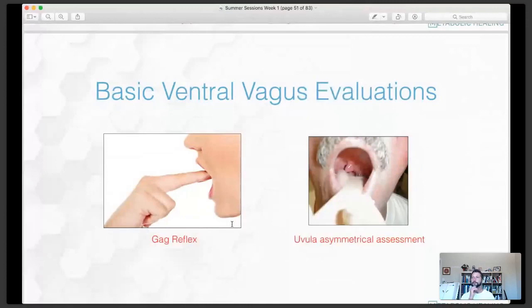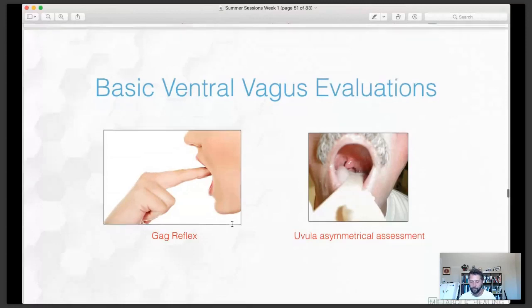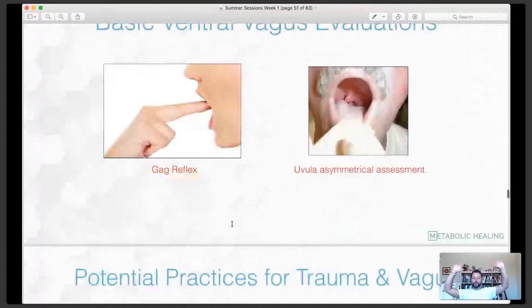But we know that, so that's another thing, is that if that cervical spine is significantly misaligned, or if there are cervical issues that are prominent, you've got to be thinking about the effect that that's having on the ventral vagus. And consequently, that can be creating all kinds of problems. So let's look at some potential practices that are of potential value.